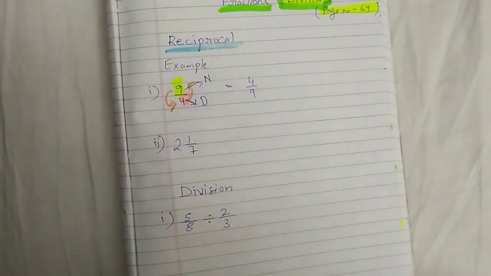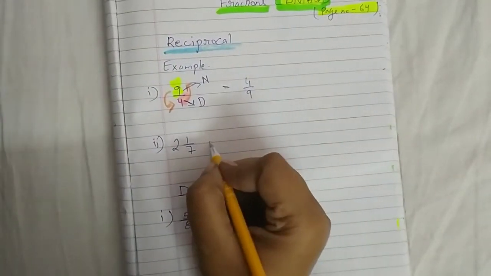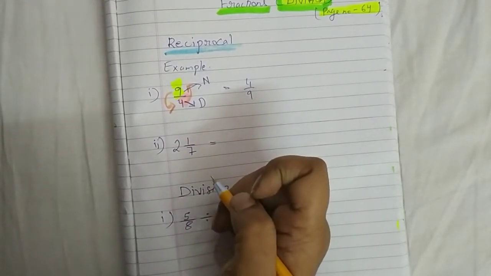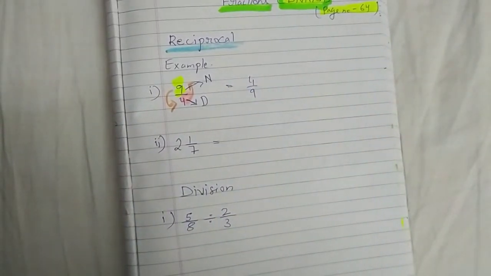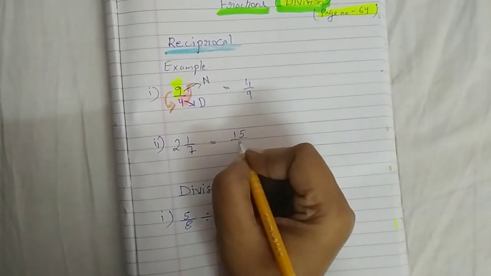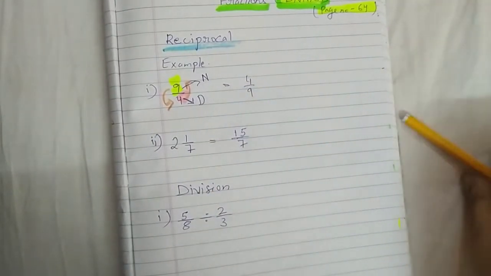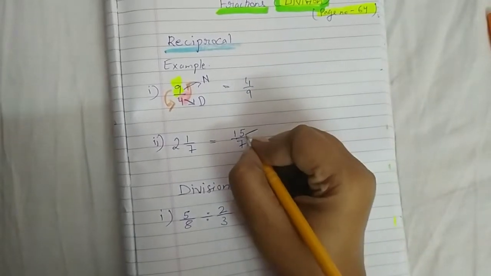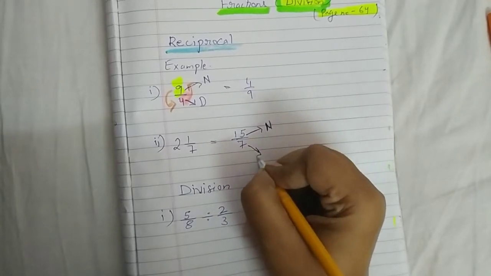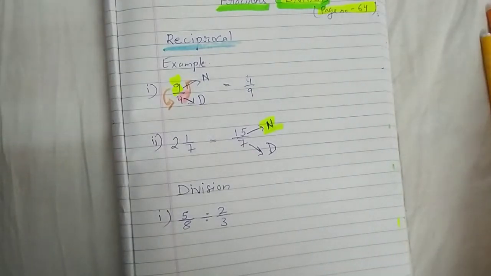What if it is given in mixed fraction? First, what will we do? We will change into improper fraction. After changing it, 2 times 7 is 14. 14 plus 1, 15. So this is 15 upon 7. What is numerator here, children? 15. And what is denominator? 7.